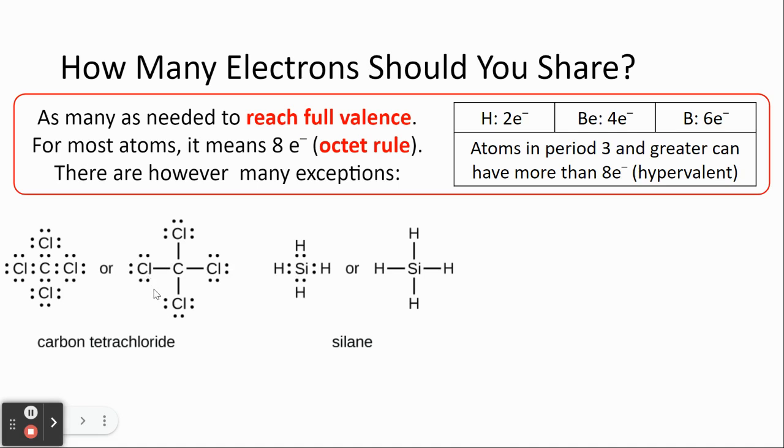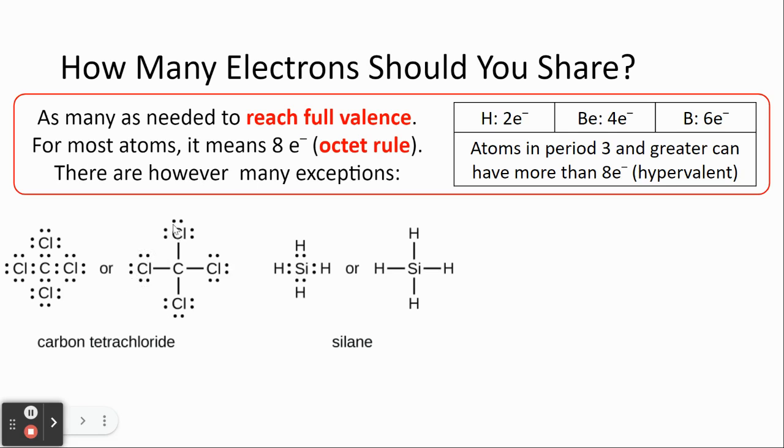And if we were to look, once the structure is complete, there's a total of 32 valence electrons in our carbon tetrachloride. We've got 4 single bonds, and then we've got 3 lone pairs of electrons on each chlorine. So this chlorine has 2, 4, 6, 8 electrons. The octet rule is fulfilled.